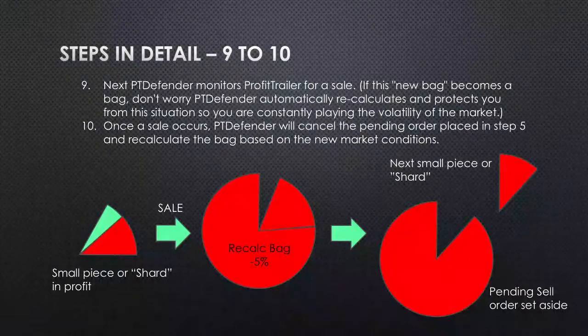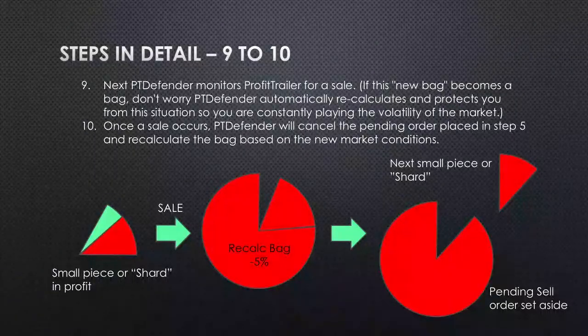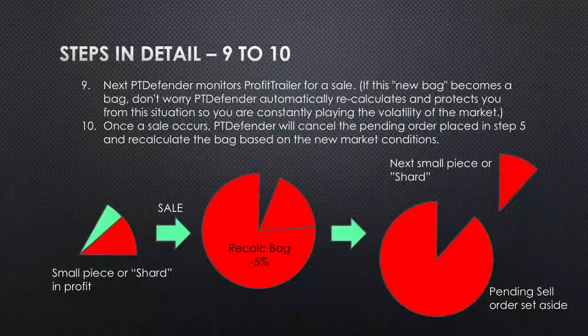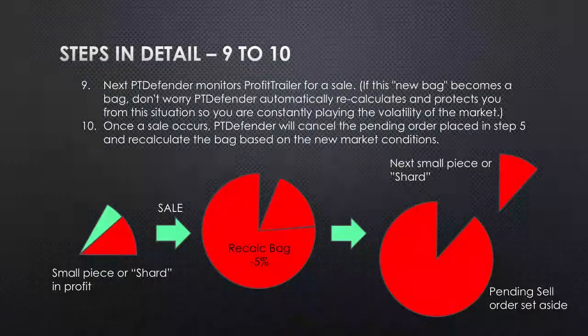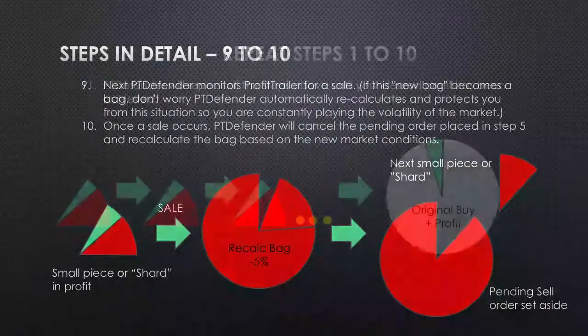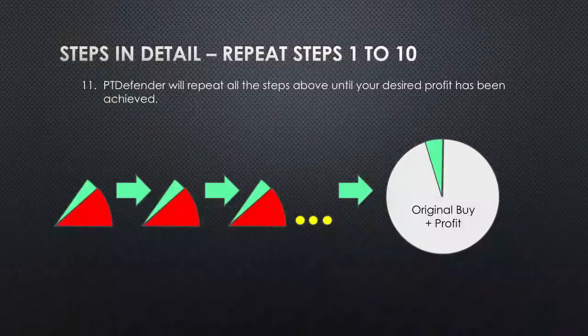Step 10, once a sale occurs, PT Defender will cancel the pending order placed in step 5 and recalculate the bag based on the new market conditions. So again, step 5 was PT Defender places a pending sell order. This sets aside the larger portion of your coins, so it makes a big piece of the bag or position, whatever you like to call it. And then moving on to the last step, PT Defender will repeat all the steps above until your desired profit has been achieved.